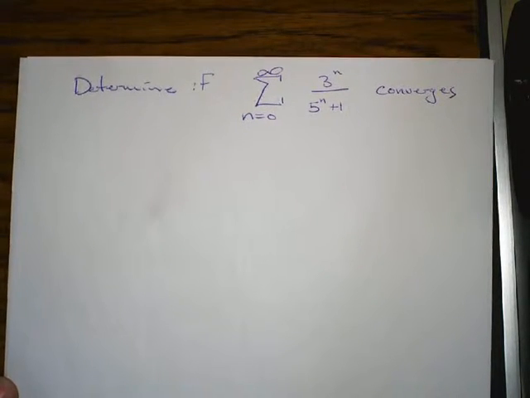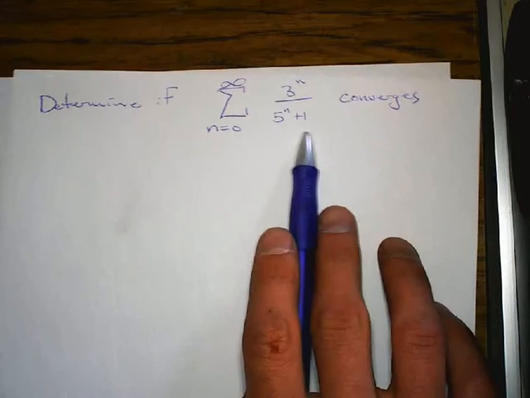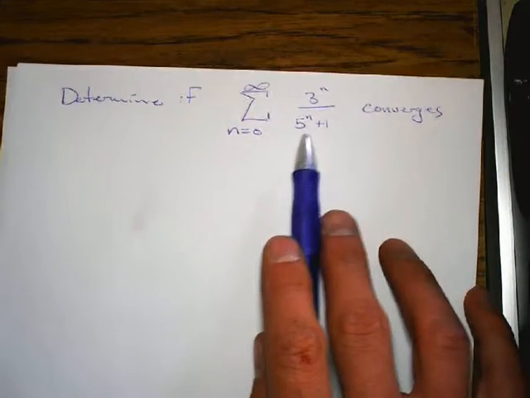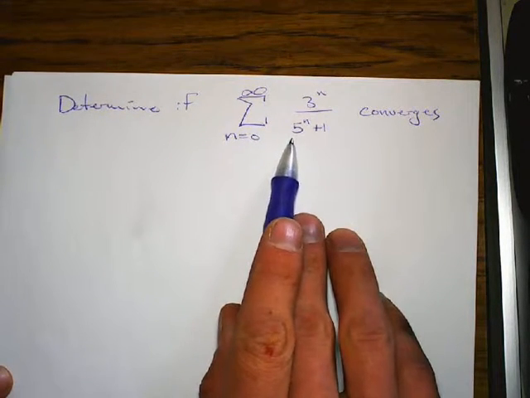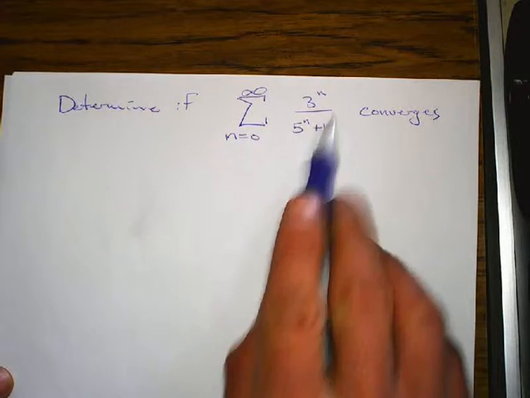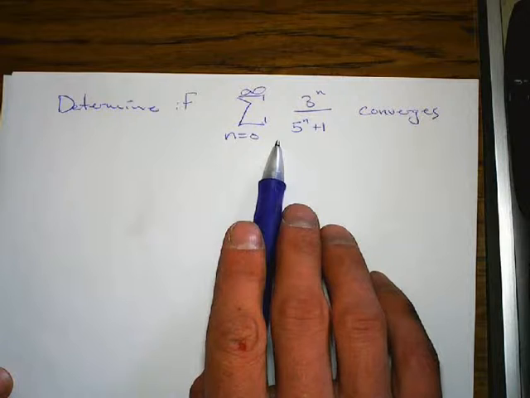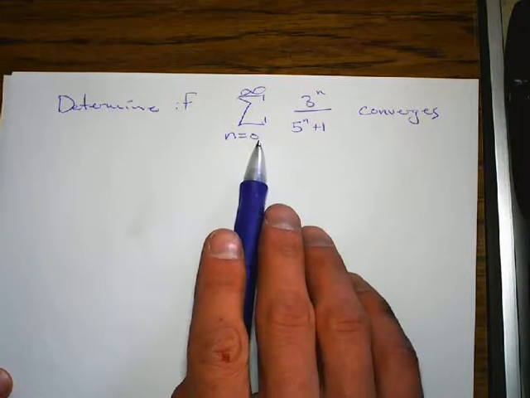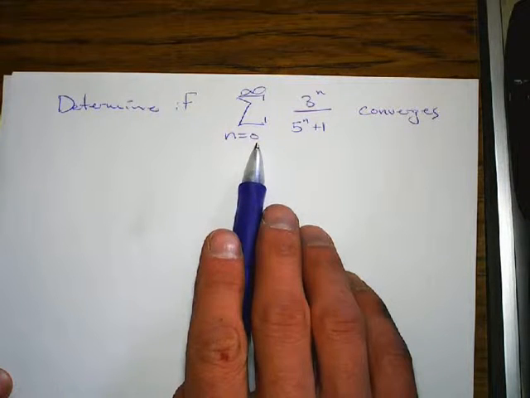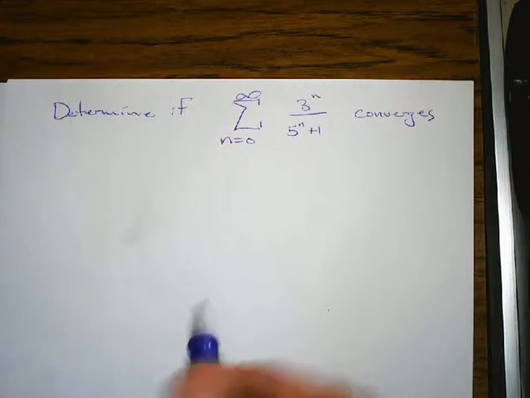We're going to determine if this series converges. What we're going to do is use a ratio test. First thing we do: is this always positive? Is the sequence always positive? It starts n equals 0 to infinity. It is guaranteed to be positive. Very good, Jones.